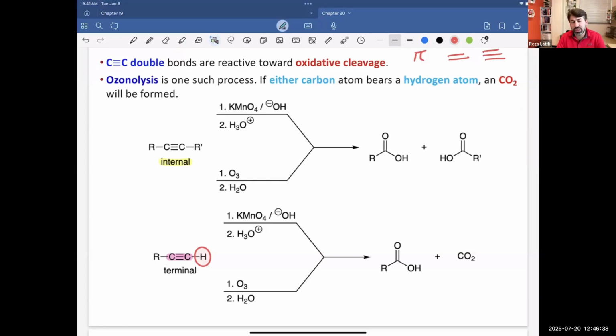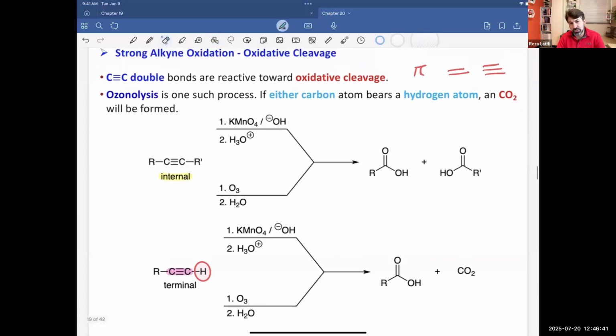Now, if you use harsh conditions, let's say potassium permanganate in the presence of sodium hydroxide, so the reaction is going to happen in a basic condition, and then you treat it with acidic solution in the second step, or if you run ozonolysis and treat it with water, in that case you can break this bond. When you break it, you are breaking three bonds, two pi's and one sigma, and you'll get a carbon that's attached to one oxygen through a double bond. So I broke a three.